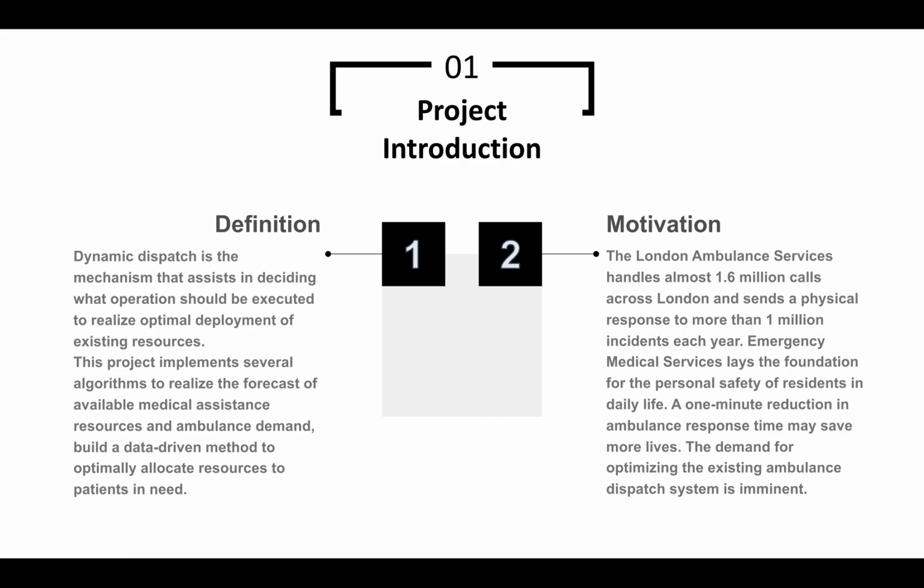The motivation for choosing this project is its practicality. The London Ambulance Service handles almost 1.6 million calls across London and sends a physical response to more than 1 million incidents each year. Emergency medical service lays the foundation for the personal safety of residents in daily life. A 1-minute reduction in ambulance response time may save more lives. The demand for optimizing the existing ambulance dispatch system is imminent.